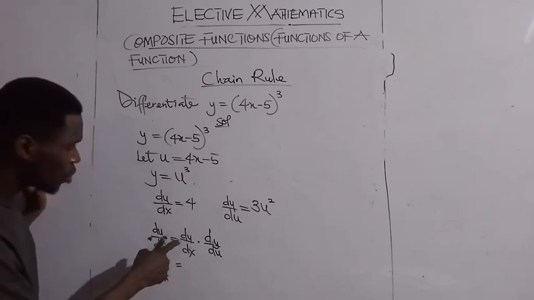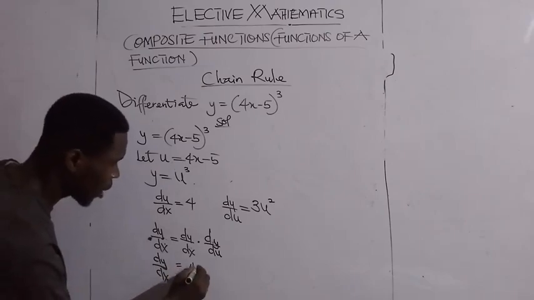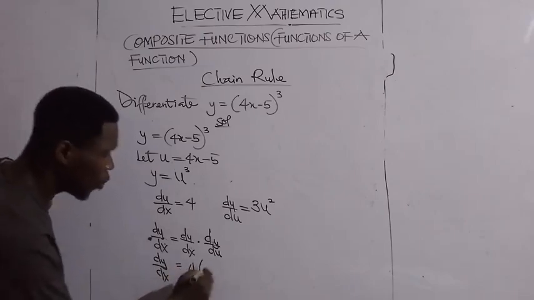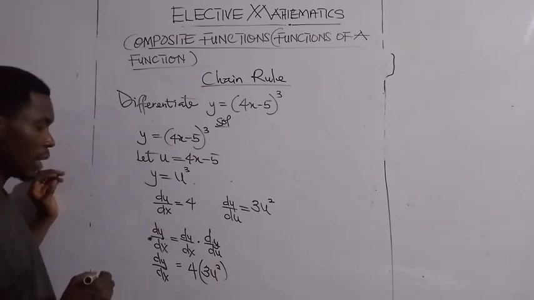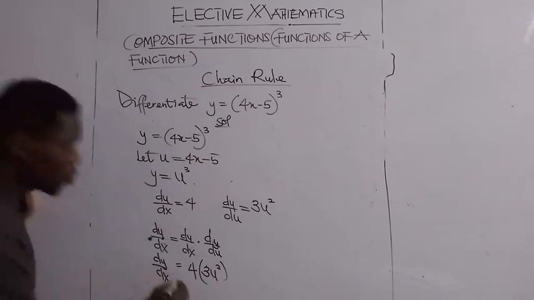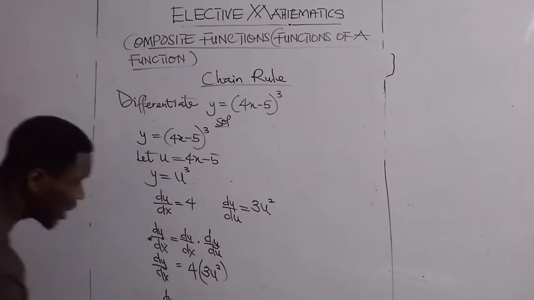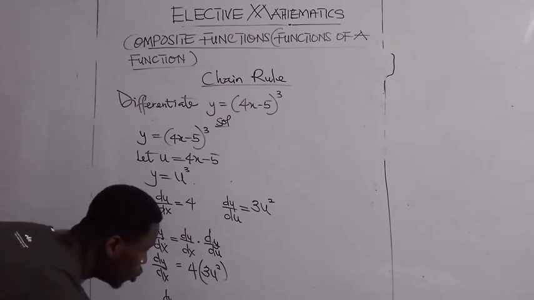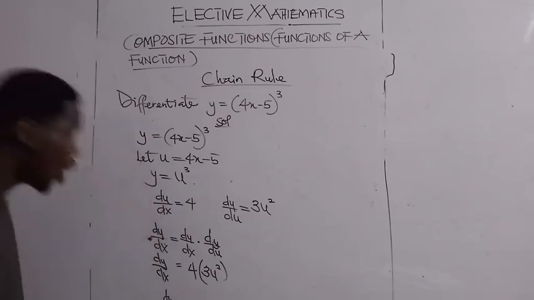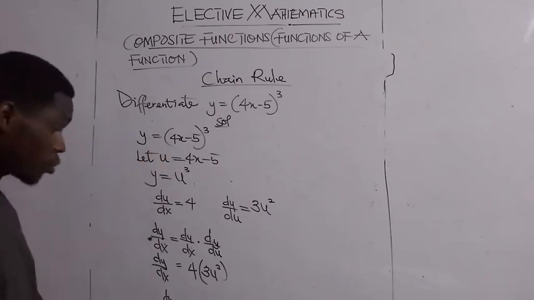What do we have for du over dx? We have 4. Multiply by, what do we have for dy over du? We have 3u squared. So dy over dx is 4 multiplied by 3u squared, which gives us 12u squared. Now we know that when you differentiate this, this is what we are going to get.